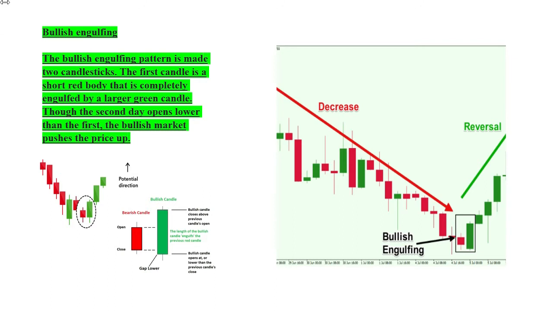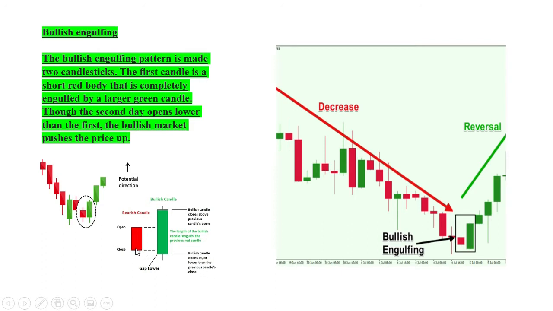So with the bullish engulfing pattern, the potential direction is up, right? As I just showed you, it's comprised of the opening price at the top, closing price at the bottom. When we see the bullish candle, it must gap a little bit lower because it's the engulfing candle, right? We see this gap lower, and the bullish candle opened at or lower than the previous candle's close.